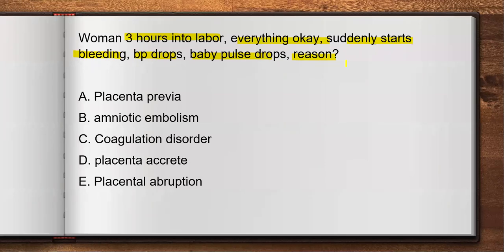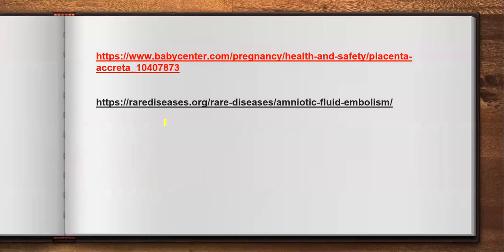Now, obviously, you need to rule out some of the options to get to the best option. First of all, rule out coagulation disorder, because if it is a coagulation disorder, usually it starts after delivery, okay? And obviously, the patient will not just bleed from down below, they will start bleeding from everywhere. Placenta accreta. So let's discuss what is placenta accreta.